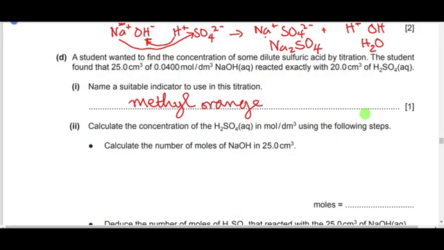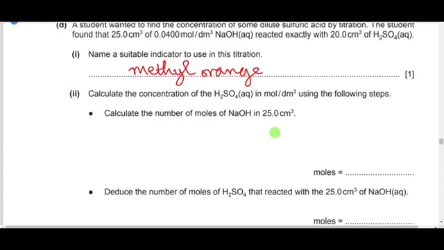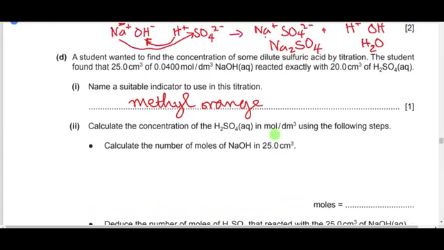Now calculate the concentration of aqueous H2SO4 in moles per dm³ using the following steps first. So what are the steps? First, we have to calculate the number of moles of sodium hydroxide. Now what are we given in this question? We are given the volume of the base, which is 25 cm³. Then we are given the concentration of the base, which is 0.04 moles per dm³, that's 0.04 molar. Then we're also given the volume of the acid, which is 20 cm³.